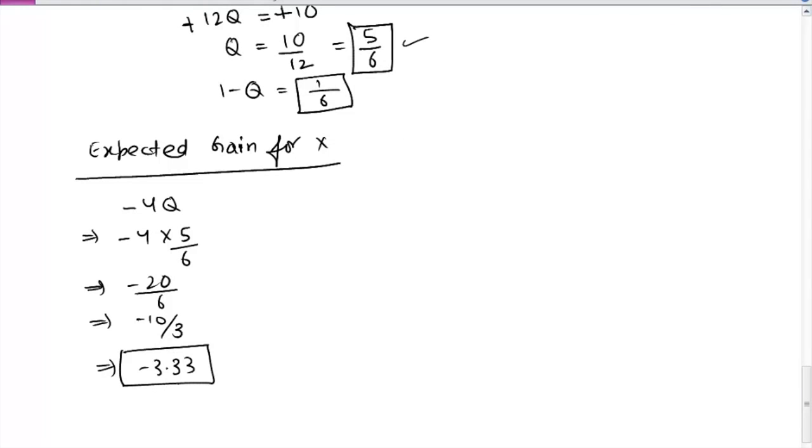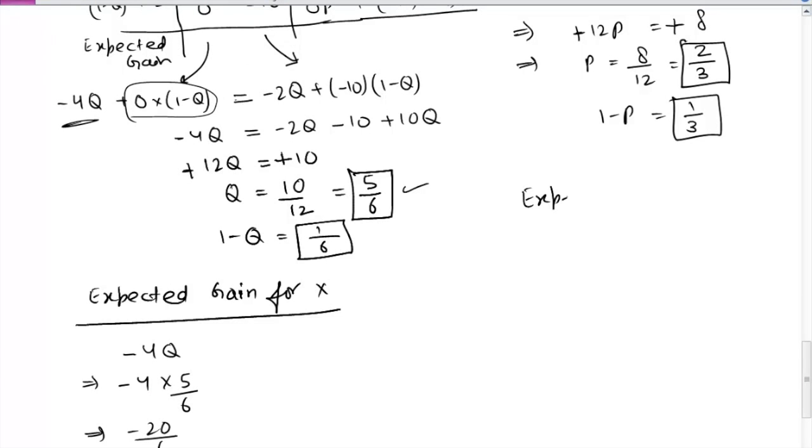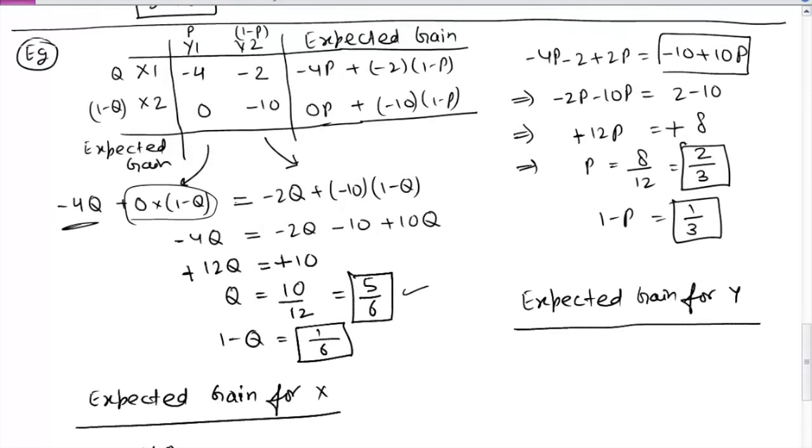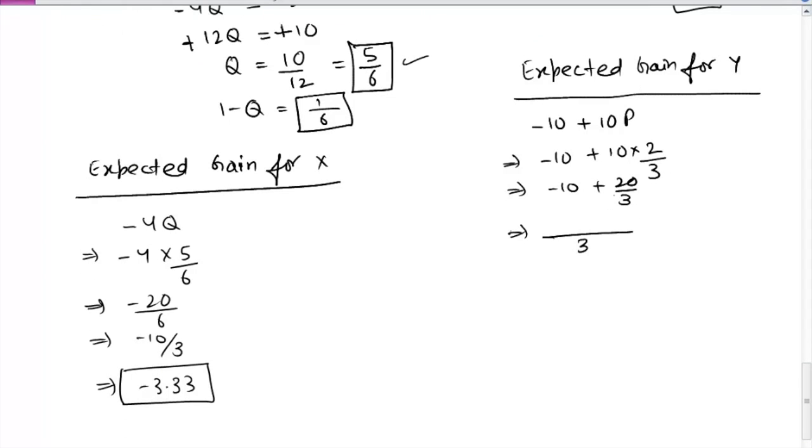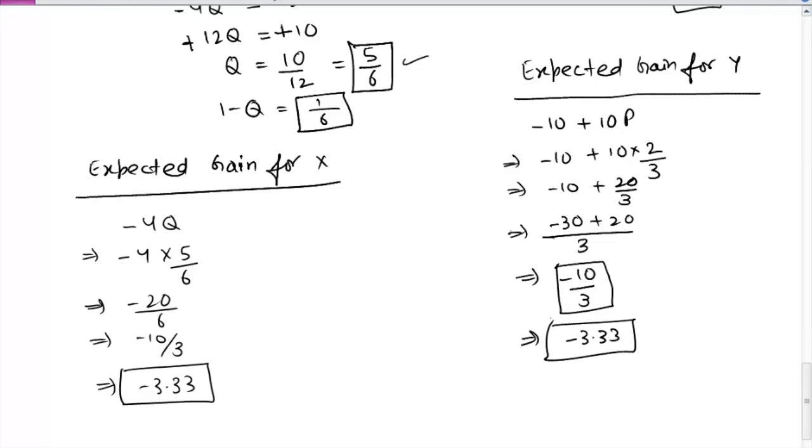So a negative value for player X means it is a loss for player X. For player Y, if we see a negative number, that means actually it is a gain for player Y. So you can see both values are the same, but the interpretation is different. Both are negative, so negative means loss for X, but gain for Y.